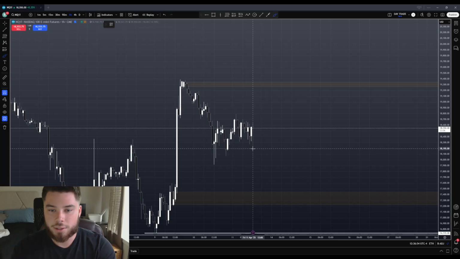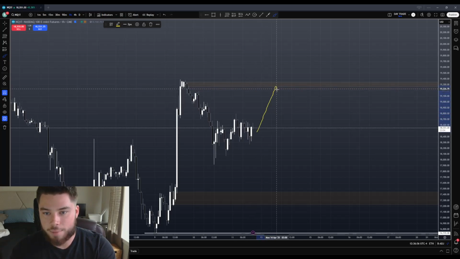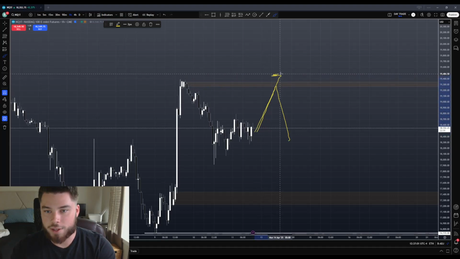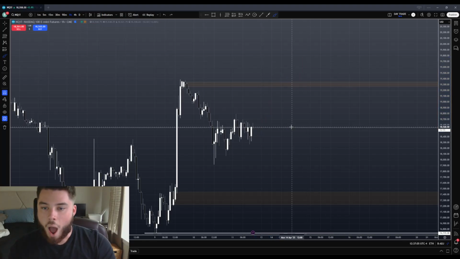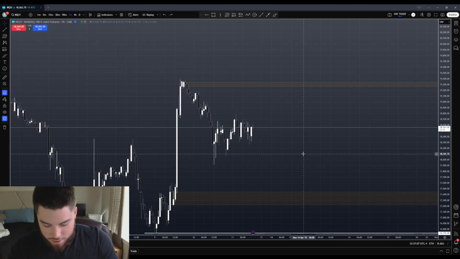Same with this, right? We could come up, tap this, and tank, or we could come up, close above this, come back into it, and go up. Some people call it break and retest. But that's not what I call it. Not even close.